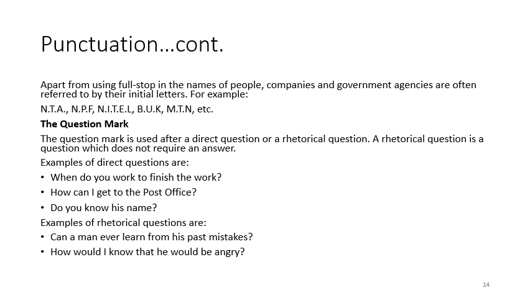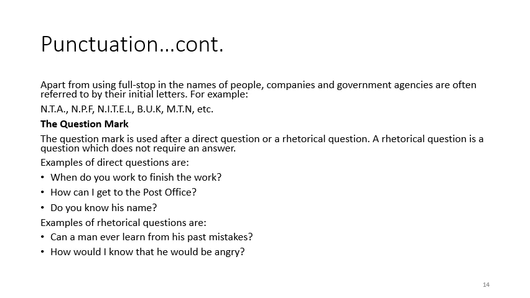Then, apart from using full stop in the names of people, companies and government agencies are often referred to by their initial letters. For example, NTA, NPA, NITER, BUK, etc., etc. The question mark. Question mark is used after a direct or a rhetorical question. A rhetorical question is a question which does not require an answer. For example, what is your name? How old are you? All these are direct questions.